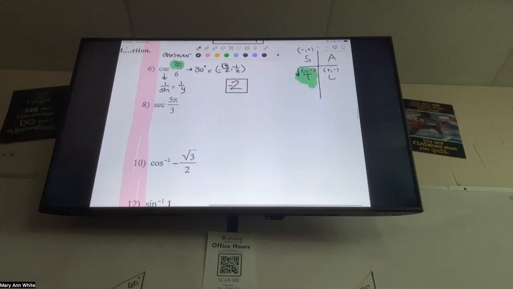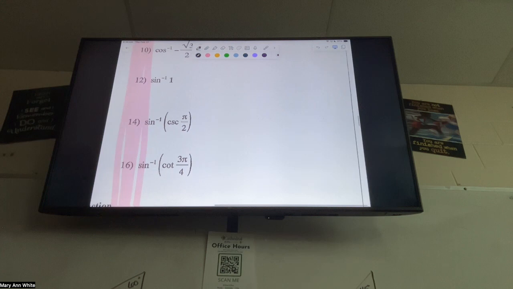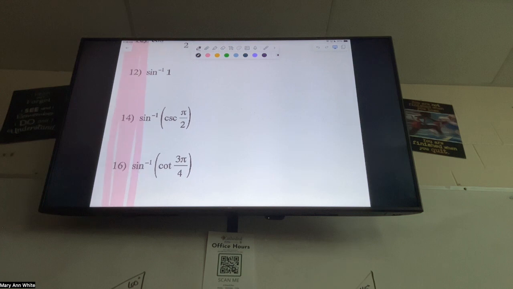I know I said I'm going to do as many of these as I can. I want to bump down to number 14 and 16 really quick because this is the composition ones like we were just doing, correct? When we do a composition one, where do I start? On the inside. Good. So we're going to worry about cosecant of pi over 2. Now, we actually can do cosecant of pi over 2. Cosecant is what in terms of x or y or sine or cosine? Sine, but it's 1 over sine or 1 over y.